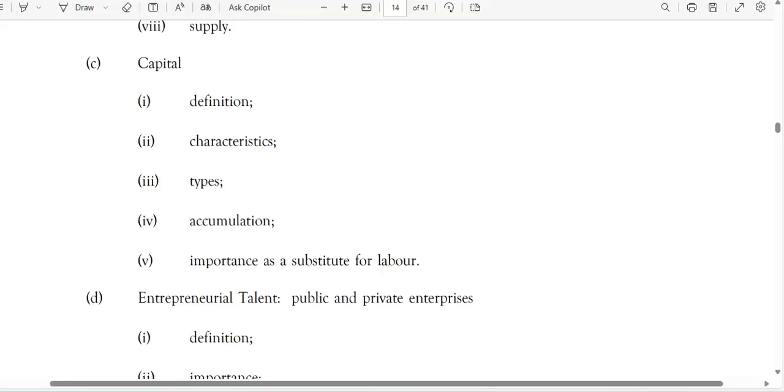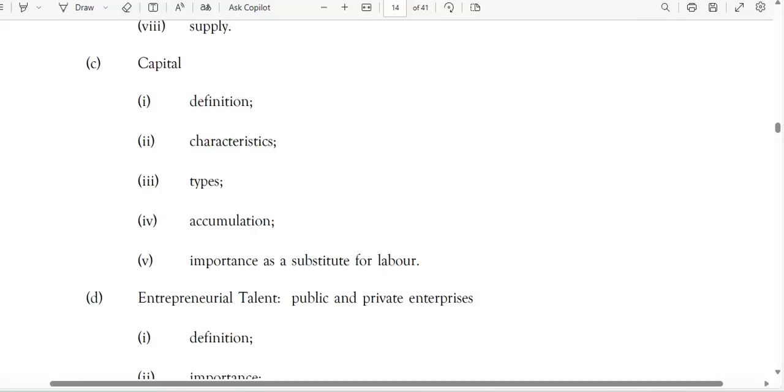I did say that in the earlier part of the video. Capital is not the same as money alone. It is the productive use of man-made resources. Now, characteristics of capital include, unlike land and labor, capital is created by humans.